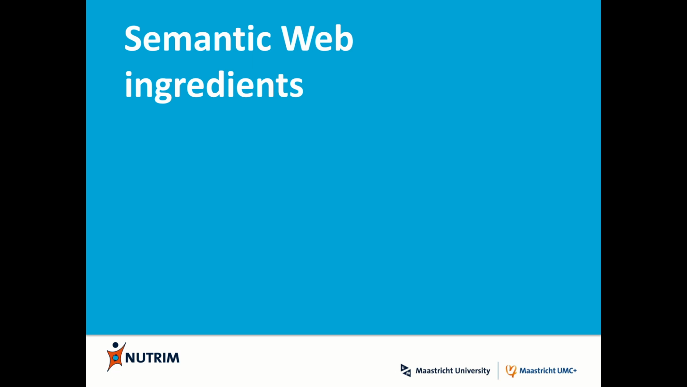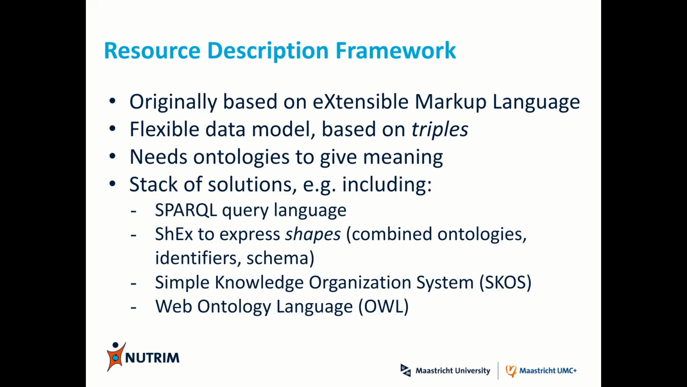Now, when we look at this linked data, there are a lot of different components or ingredients that are of interest, and I'm going to go through some of them. Semantic web is a stack of different technologies, and one of the most promising ingredients at this moment, I think, is the Resource Description Framework. This was originally based on XML, the extensible markup language, but nowadays you can use the Resource Description Framework in different serialization formats as well, including Turtle and even JSON.